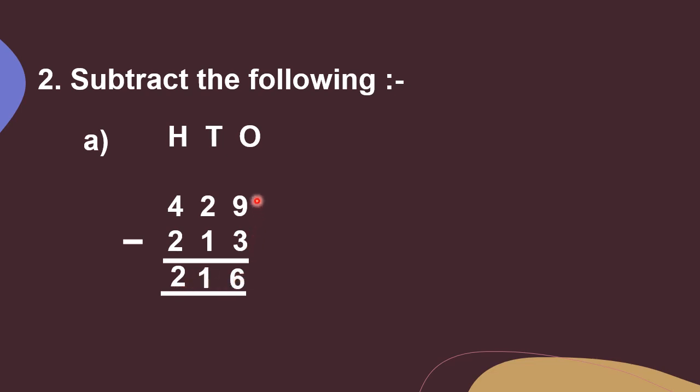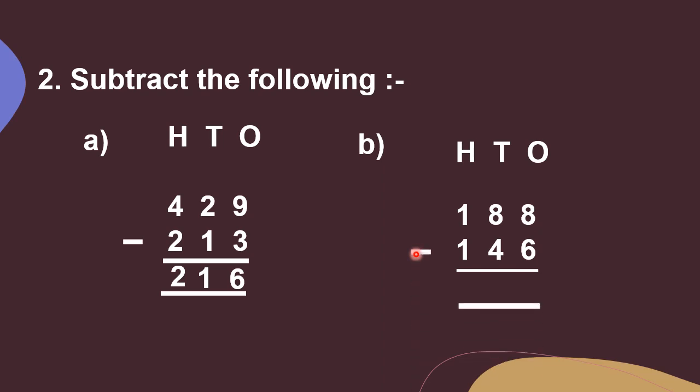Because when we subtract two numbers, the answer that comes, we call it difference. Okay, now in B part we have given 188 minus 146. So we will start from our ones place. 8 minus 6 is equal to 2. Okay, and 8 minus 4 is equal to 4, and 1 minus 1 is equal to 0. So our answer is 42. Okay beta.